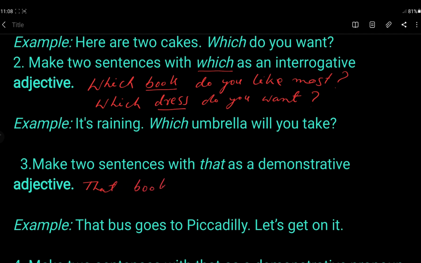That book is mine, and that boy is my brother. See, in these two places, that is describing book, that's why it is an adjective, and here that is describing boy, so that's why this is an adjective.